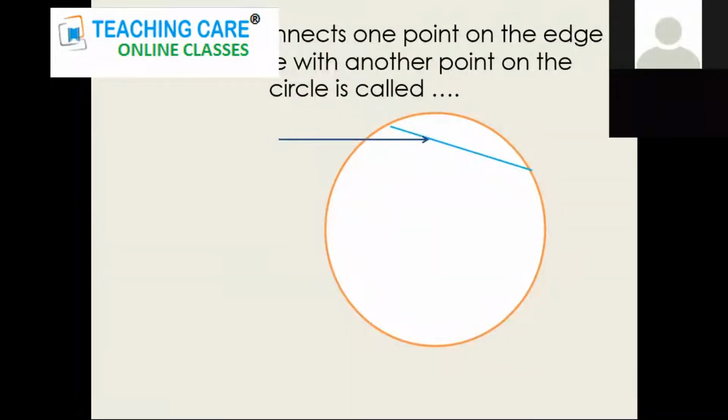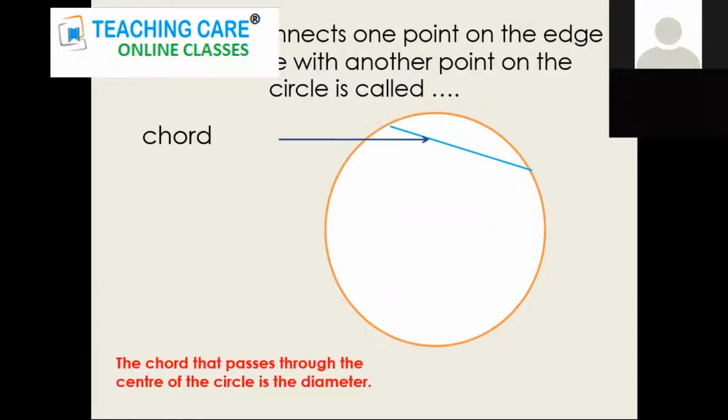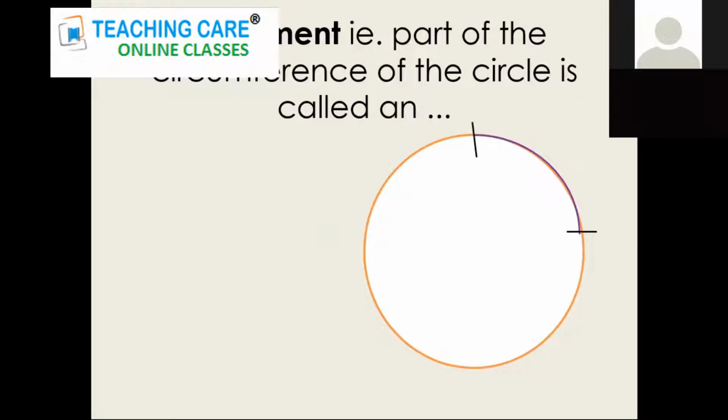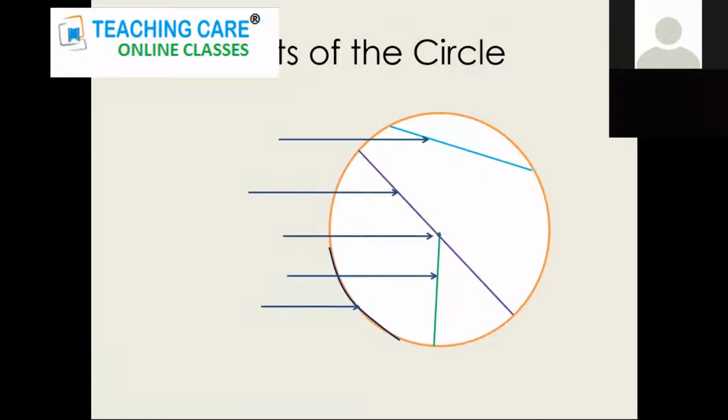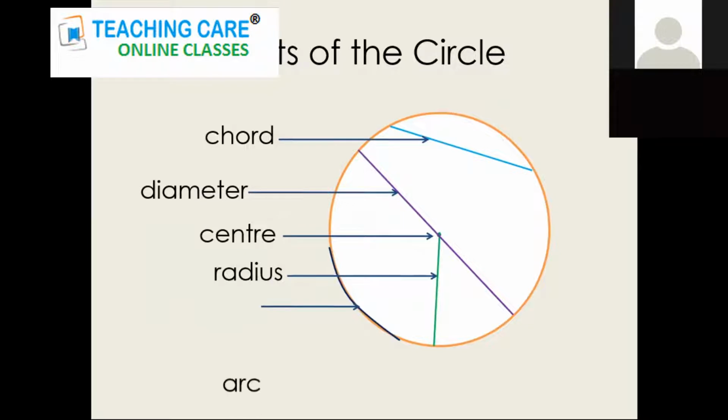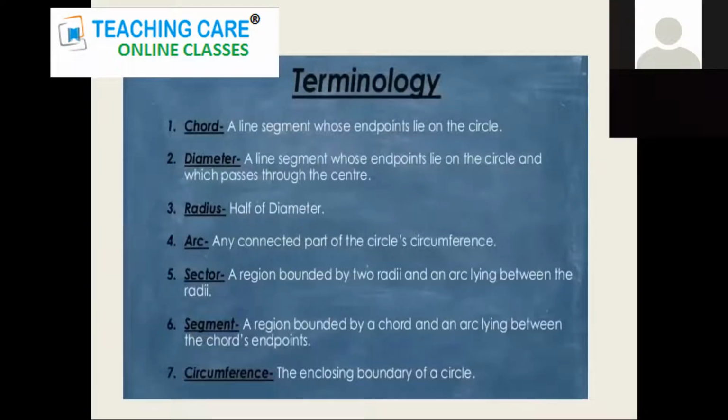A line that connects one point on the edge of the circle with another point on the circle you call a chord. The longest chord is the diameter, which passes through the center. Next, a segment is a part of the circumference of the circle; any part of the circumference that I take is an arc. So we have seen the parts: chord, diameter, center, radius, and arc. These are the definitions.